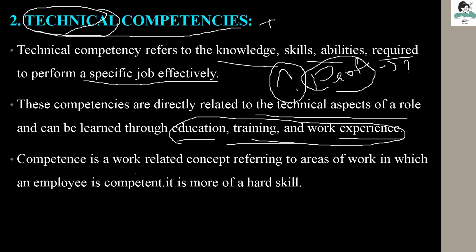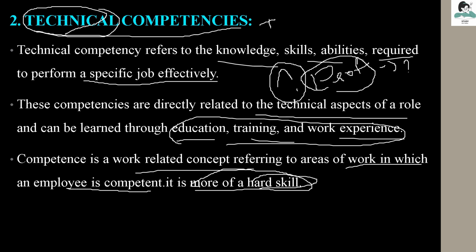So competencies is a work-related concept referring to the areas of work in which an employee is competent. So it is more of a hard skill. Yes, as this is a work-related concept, this technical skill is mainly about hard skill. Okay, if we say technical, what skill is it? Hard skill. Okay, but when we talk about behavioral skills, what is behavioral competences? It is a soft skill. Okay, behavioral competencies are soft skill, technical competencies are hard skill. Fine. Yes, hope I'm clear with technical competences and behavioral competences.